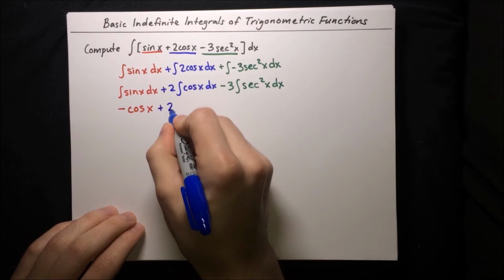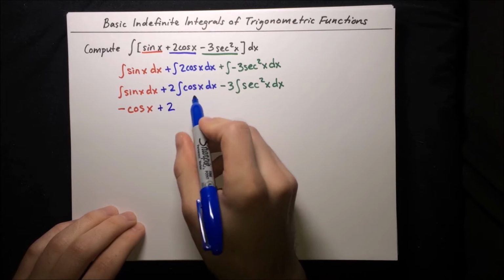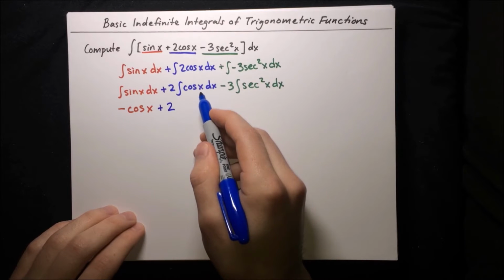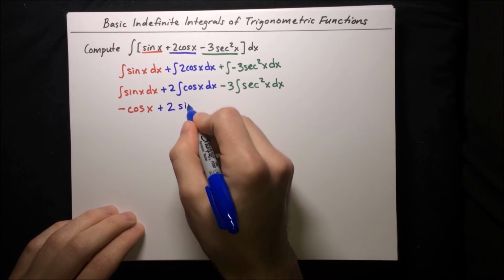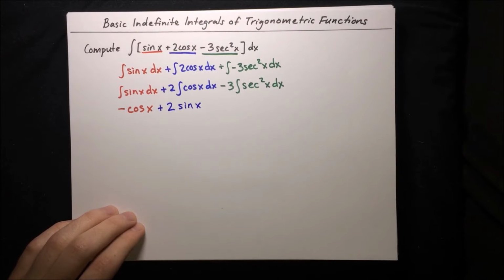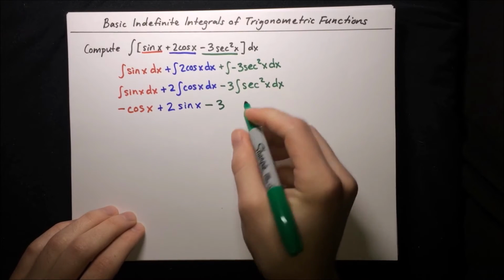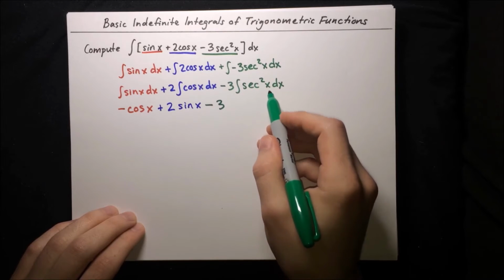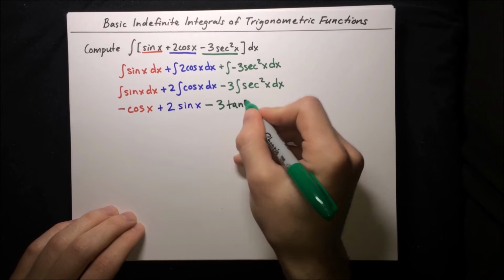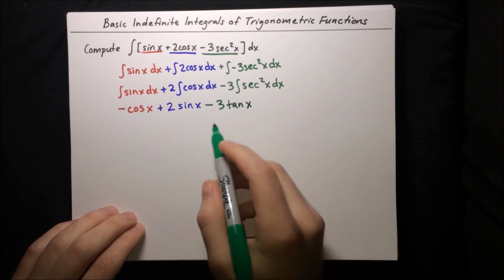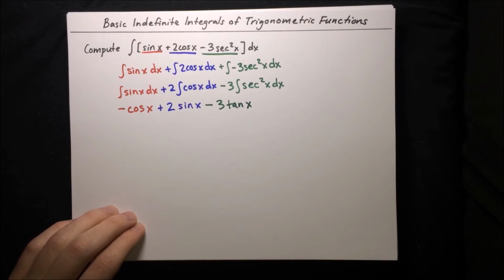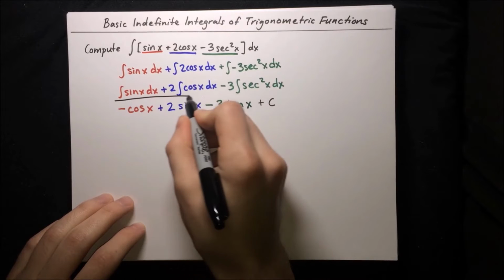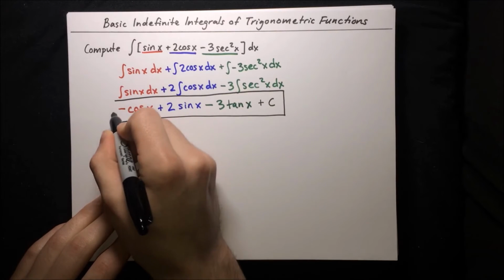So plus 2 times the integral of cosine x. What's the integral of cosine x? Well, what gives us a derivative of cosine x? Well, that would just be sine, so 2 sine of x. And then lastly, minus 3 integral of secant squared x. What gives us a derivative of secant squared x? Well, that's just tangent. So tangent x is our integral, and there we go. Now we're done. Just add our constant of integration at the end, plus c, and here is our indefinite integral.